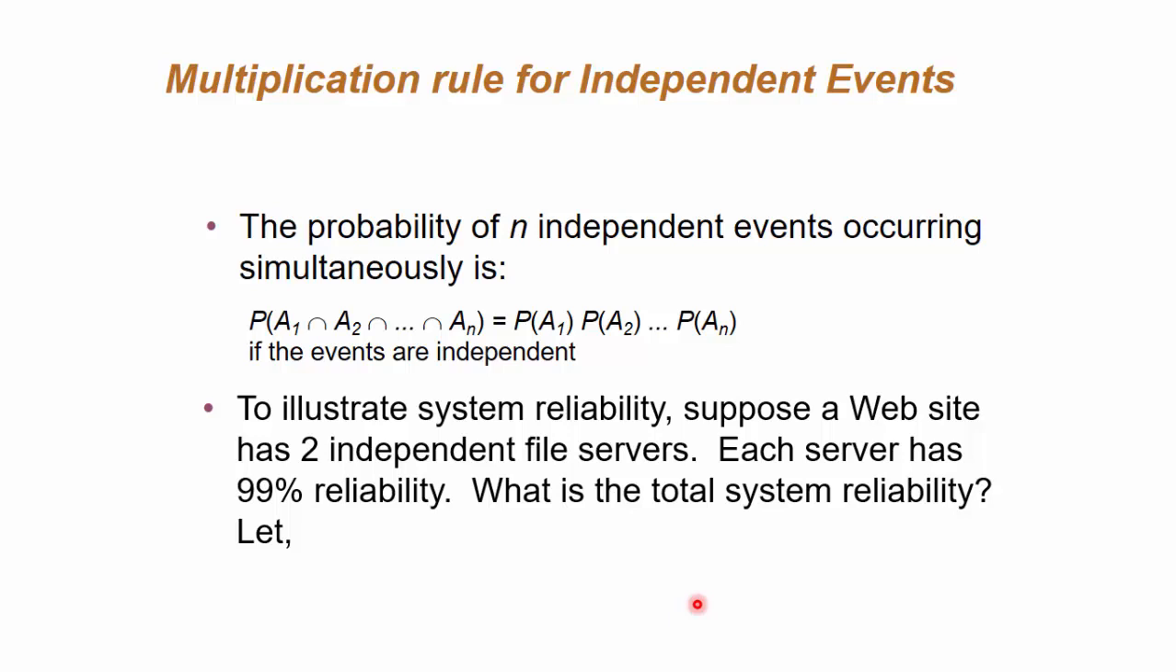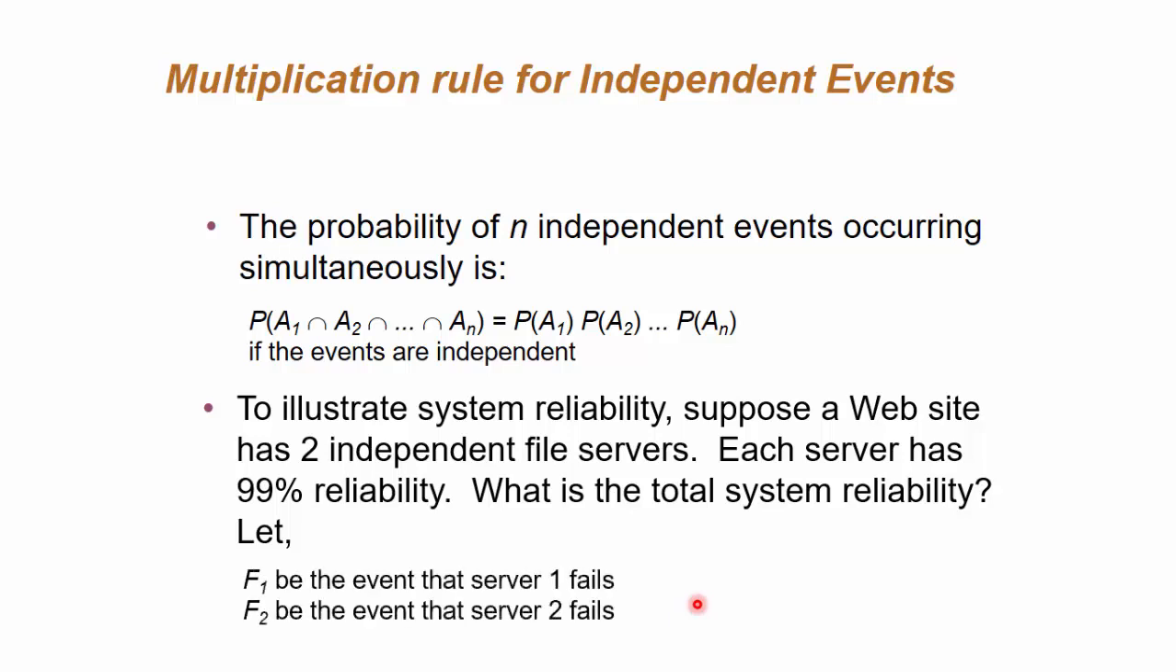Just to understand this, suppose there's a website which has two independent file servers, and the servers have 99% reliability for each of them. Now, what's the chance that the system would totally fail? This means server 1 needs to fail and server 2 also needs to fail. There is no dependency between the failure of server 1 and the failure of server 2. So such events are independent.